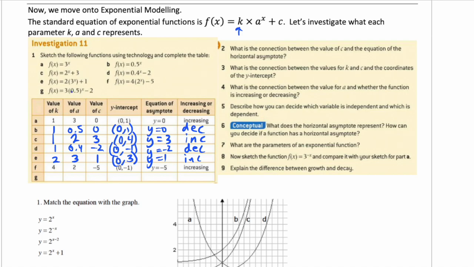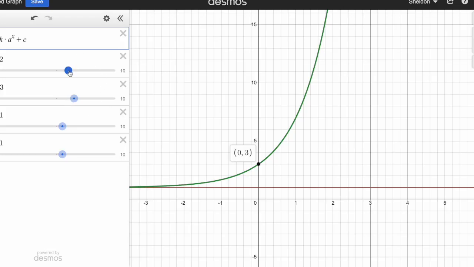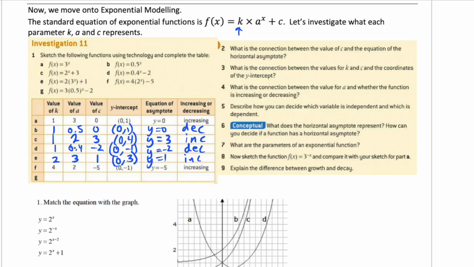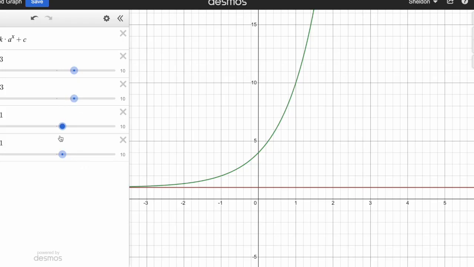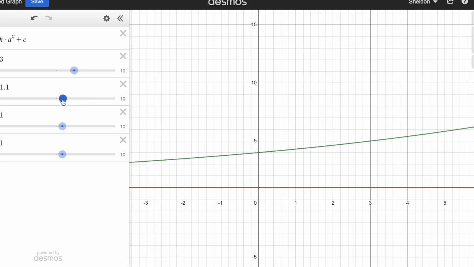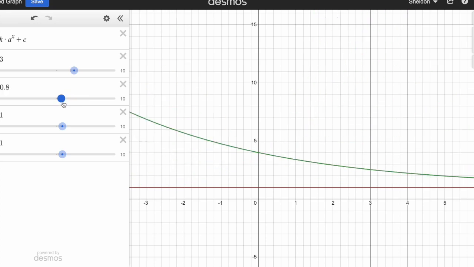Okay, and last one, G, we have 3 for the k value. That's going to stretch it more. It's going to be steeper. We've got a is 0.5, less than 1, so it's going to be a decreasing function.